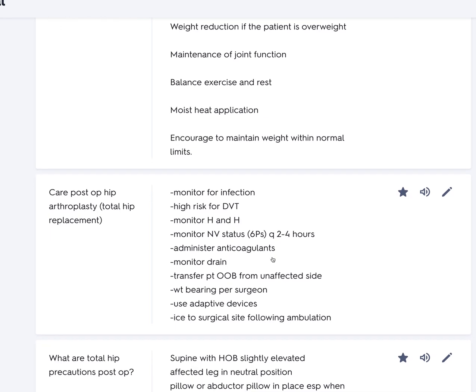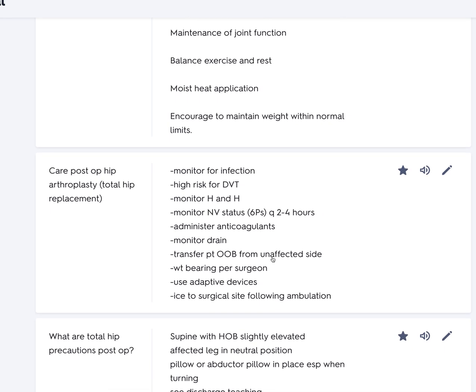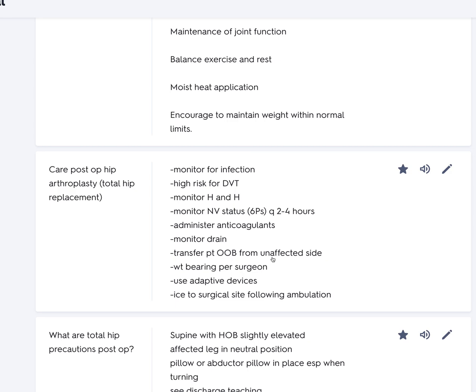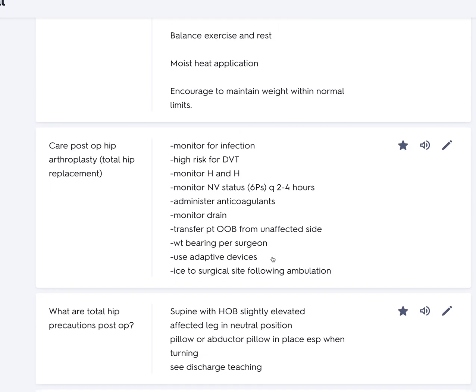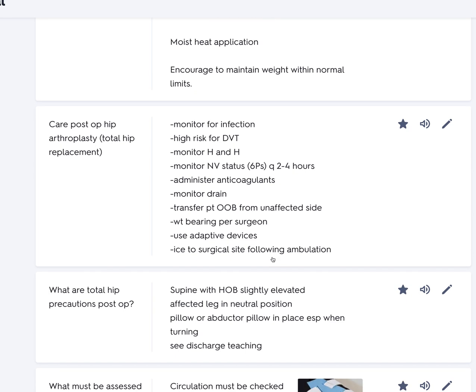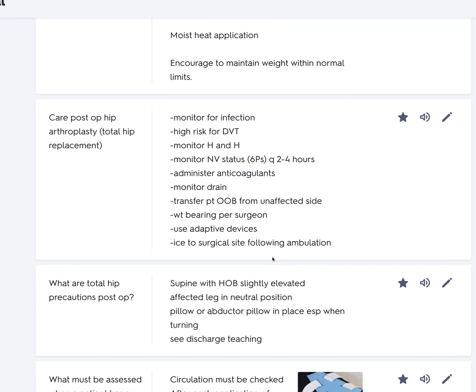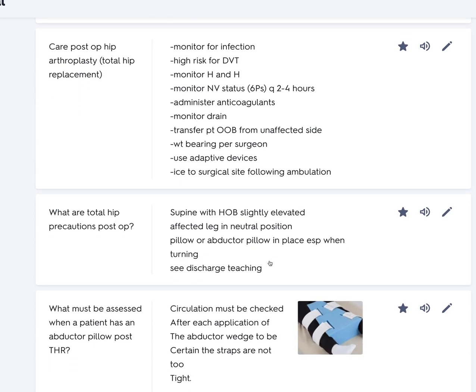Administer the anticoagulants for the DVT prophylaxis. Monitor the drains. They usually have a hemovac with a hip replacement. Transfer out of bed from the unaffected side first. And the surgeon will tell you what kind of weight bearing the patient is allowed, whether it's full weight bearing, partial, and they work with physical therapy to get up for their first walk. They need adaptive devices and ice to the surgical site following ambulation, definitely. So you would ice it for like 10 to 20 minutes every 2 hours.